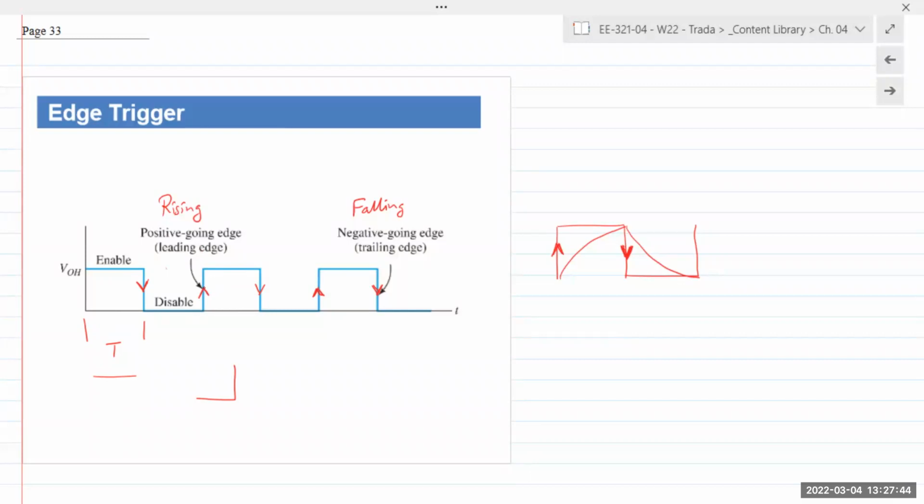But anyway, this is what is meant by edge trigger, meaning the input of any flip-flop or logic circuit is synced with the edge of the clock, not the level. Okay, not the level. The level is, of course, here for the entire time period, right? But we are working with the edge, not with the level.